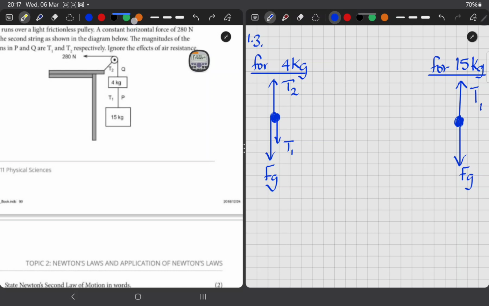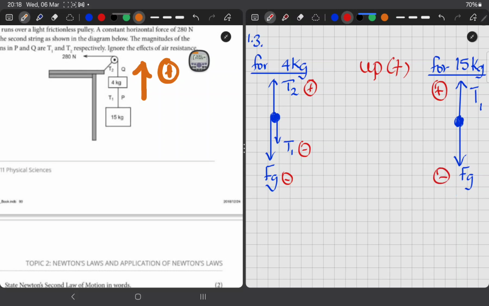And since the object is going in this direction, meaning it is going up, I am going to choose up as positive. And now since up is positive, that means this side T2 would be positive, T1 would be negative, FG negative, and then T1 this side will also be negative. No, it has to be positive, because it is going up, and I am choosing up as positive. And then we also have FG, which is going to be negative here.